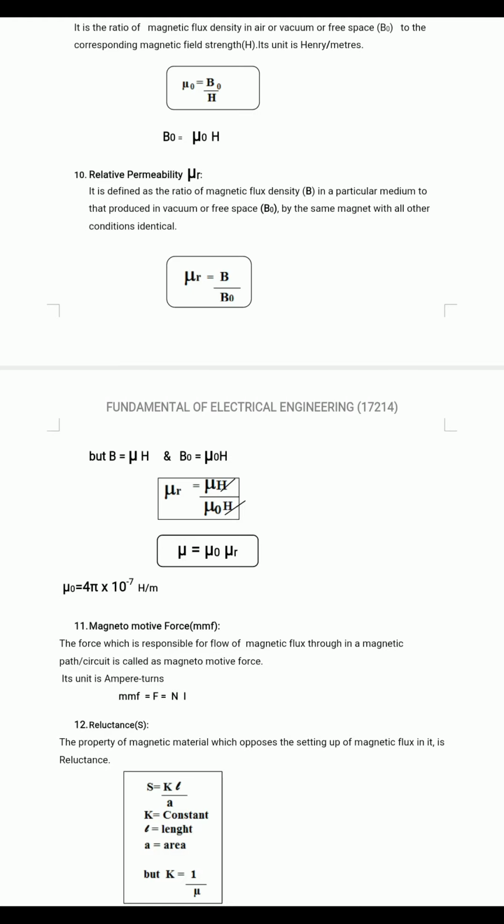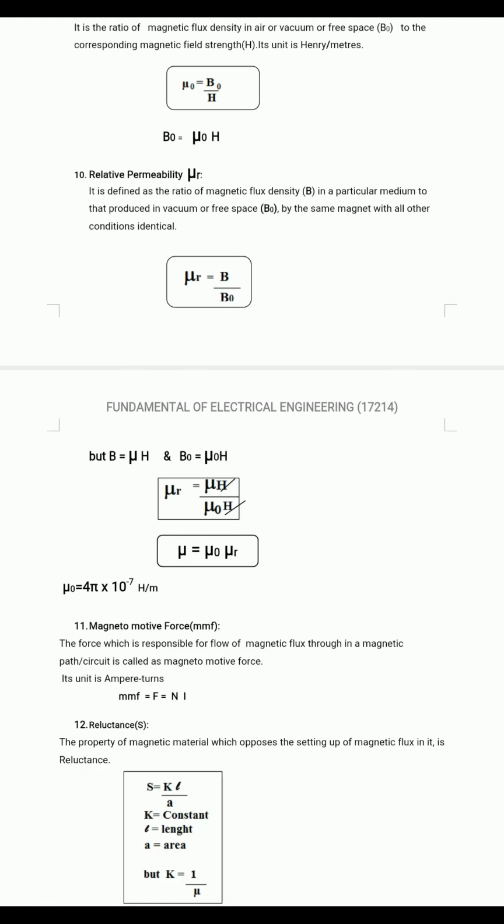Its unit is ampere turn. So the unit of MMF, MMF is nothing but the force. That's why we can write here MMF equals force, and this always equals N into I. Here N is the number of turns and I is the current.